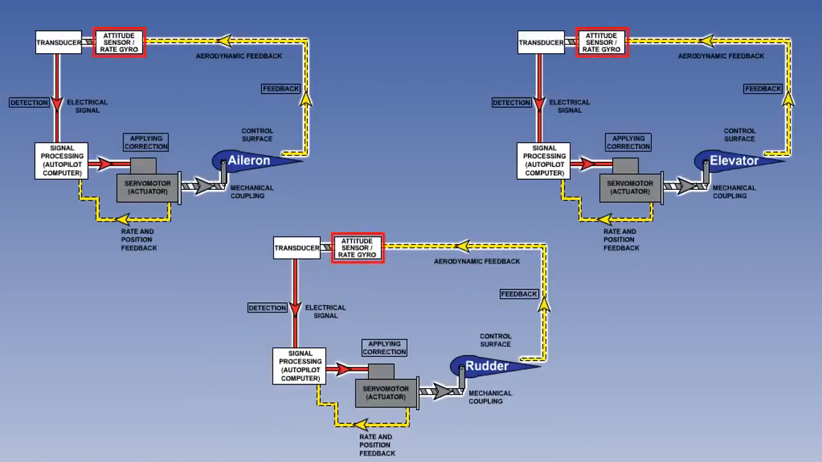There is an inner loop for each axis of control, each having its own gyro, computer, servo motor, and control surface. Although in a modern autopilot, there may be one computer with separate channels of computation within it.